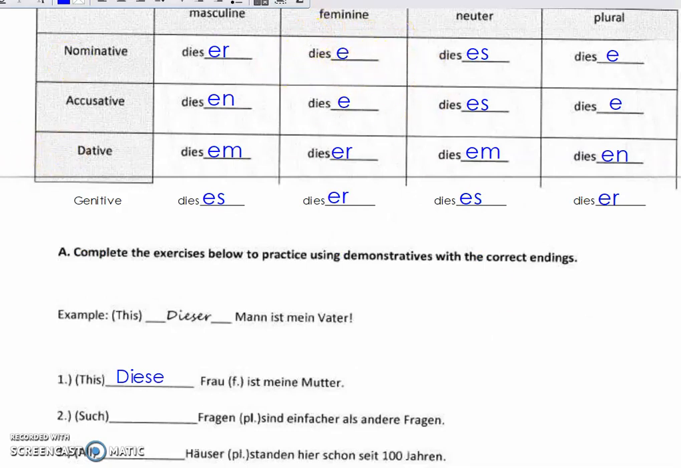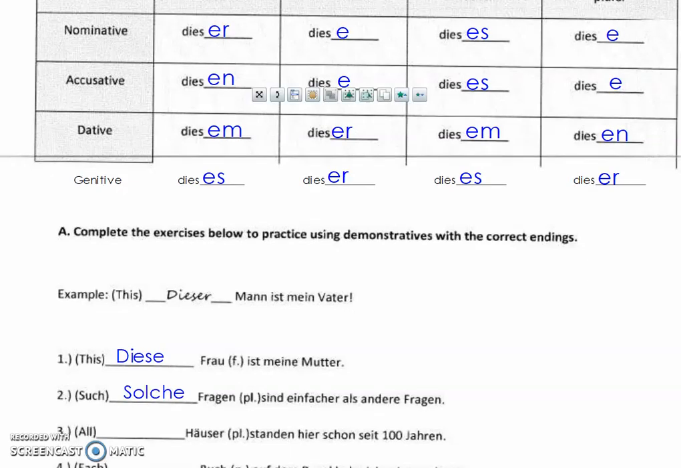All right, next one isn't dies. It is a different word, such. Such questions are more simple than other questions. Solche Fragen sind einfacher als andere Fragen. And that one was plural nominative. So nominative, plural. We're looking at that E ending on solch. All right, how about the next one?